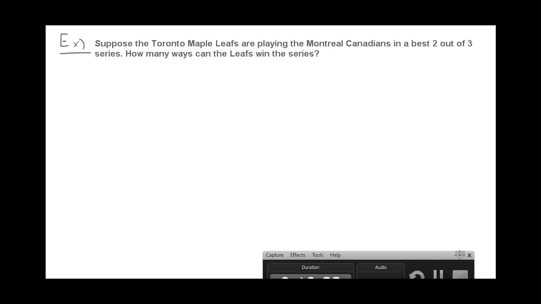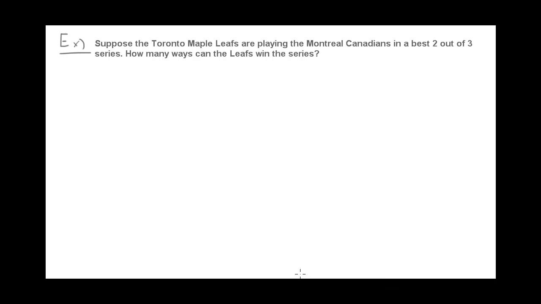Okay, final example. Suppose the Toronto Maple Leafs and the Montreal Canadiens are playing a best 2 out of 3 game series. How many ways can the Leafs win the series? So you win the series if you win 2 games, and you can play a possibility of 3 games. And okay, if you're objecting that in hockey they play a best 4 out of 7, that's true, but I don't want to do a diagram where there's 7 games. So we're going to go best 2 out of 3.